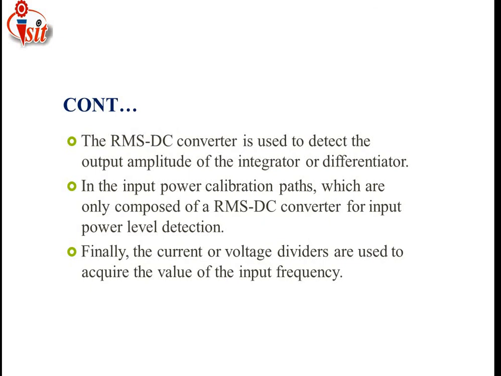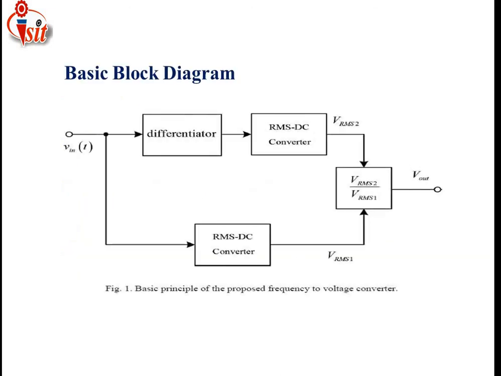For input power level detection, finally the current or the voltage dividers are used to acquire the value of input frequency. That means whatever the input frequency we are applying, that input frequency is considered as its output frequency by removing the ripple factor using an RMS DC converter, that is a root mean square direct current converter. This is a basic block diagram related to the frequency to voltage converter.